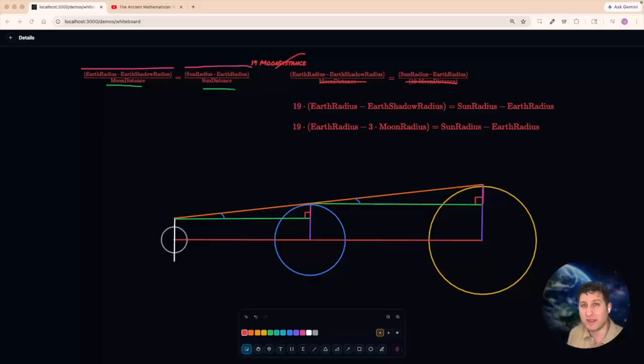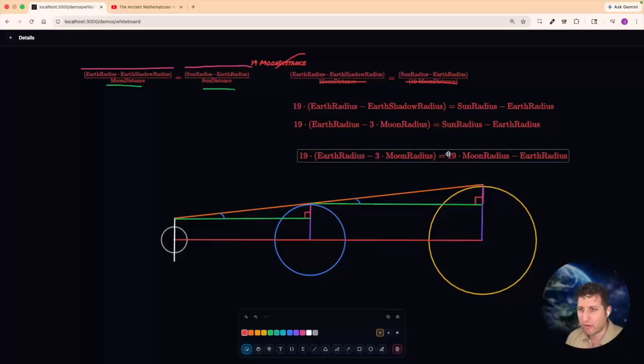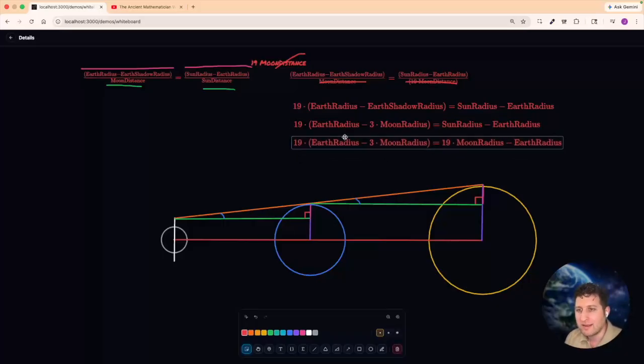So the sun is not only 19 times further away from the Earth than the moon, but it's also 19 times larger. Well, all that means is that the sun radius is equivalent to 19 moon radii. So we can rewrite our formula like this: 19 times the Earth radius minus 3 moon radii is equal to 19 moon radii minus the Earth's radius. So now we only have 2 variables. We've got Earth's radius and moon radius on one side, and moon radius and Earth radius on the other side.